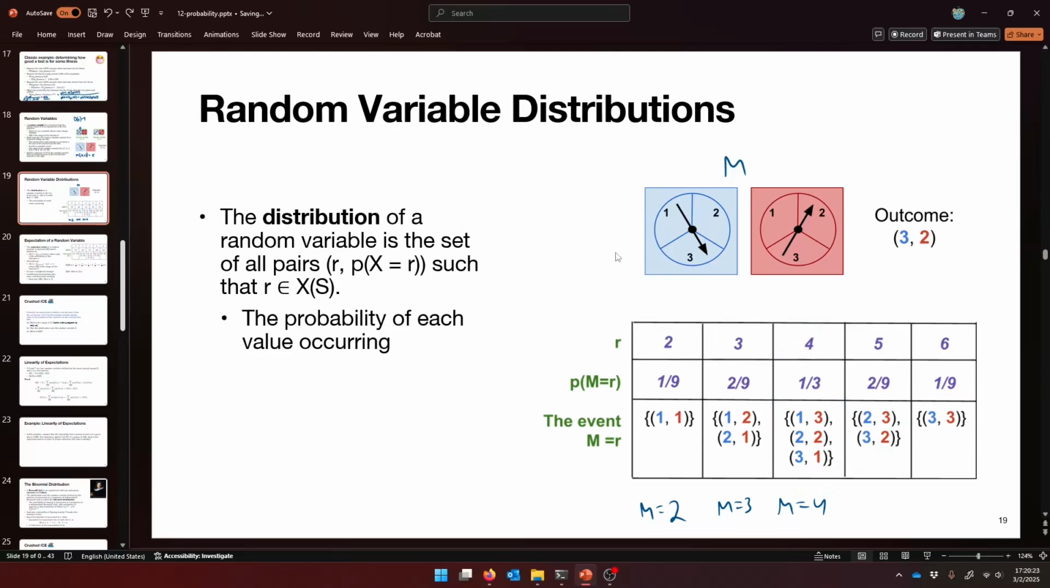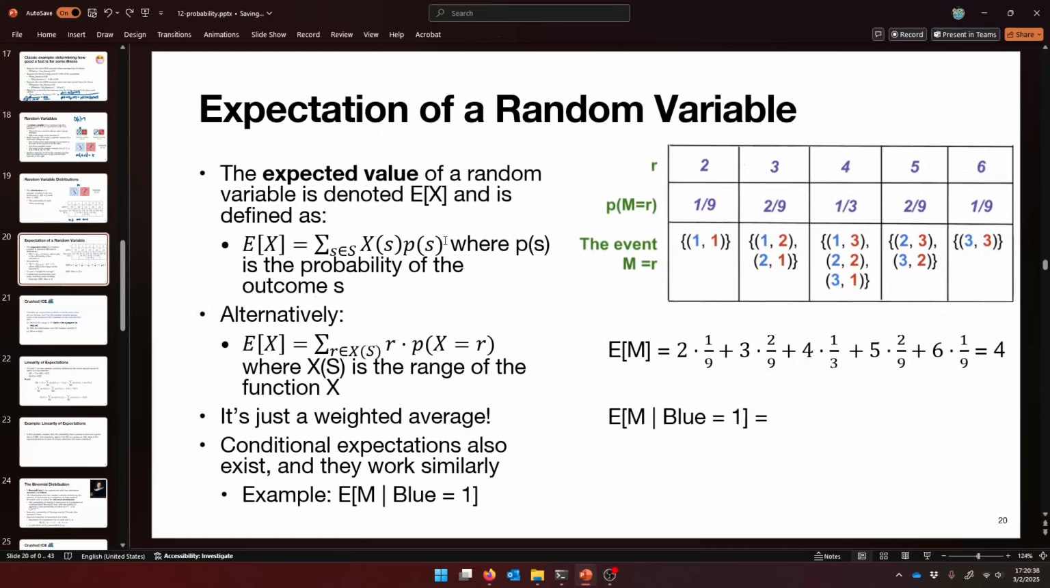But that's a random variable. You're just assigning numbers to your events. That's all you're doing. And you can think about how often that number ends up occurring given the kinds of events that happen in my experiment, given my sample space. Okay, we can next talk about the expectation.